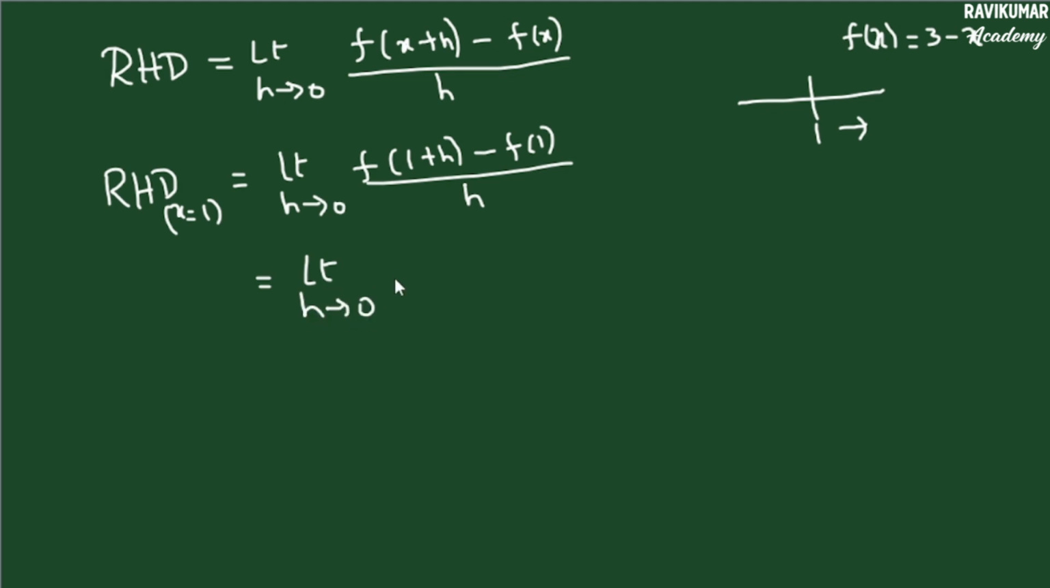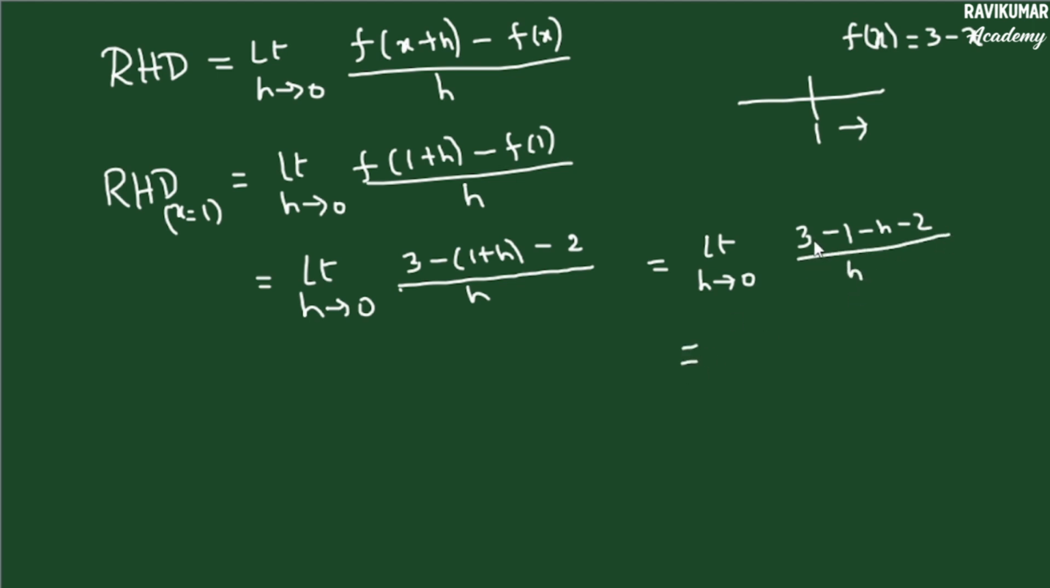Limit h tends to 0, what is f of 1 plus h? F of x is 3 minus x. So it is 3 minus 1 plus h minus f of 1. If you cancel this function only, it is again 2. Right? So divided by h. So it is limit h tends to 0, 3 minus 1 minus h minus 2 by h. So 3 minus 1, 2, 2, 2 gets cancelled. Limit h tends to 0, it is minus h by h equal to limit h tends to 0 minus 1. Because it is a constant, there is no h here. So the limit value is minus 1.